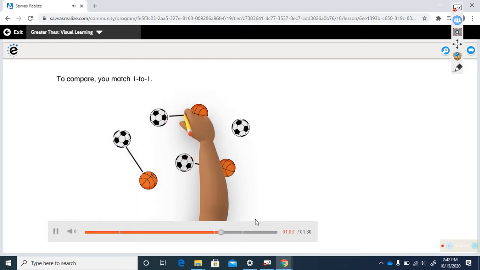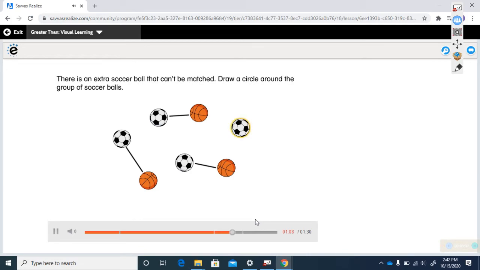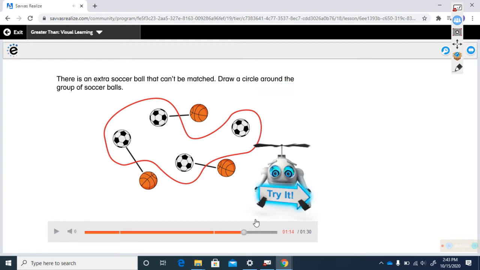To compare, you match 1 to 1. There is an extra soccer ball that can't be matched. Draw a circle around the group of soccer balls. Notice how they drew this circle? It's kind of wiggly and squiggly because they want to show that the soccer balls are more, so they want to make sure none of these basketballs here get in with it. They want only the soccer balls in the group, so that's why they wiggled around like that with their line.